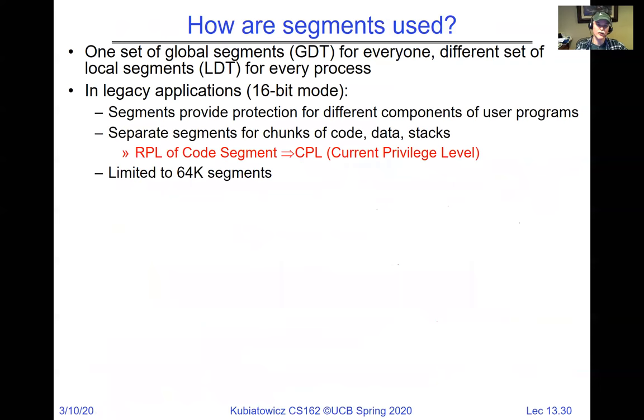So how are segments used? I just want to finish that up. One set of global segments for everyone, another set of local for every process. In legacy applications, they get used exactly like we've been talking about. So you can have chunks of memory for code and data and stacks, and they're protected with a length, just like we've been talking about for segments. The code segment's RPL is actually the current process privilege level.